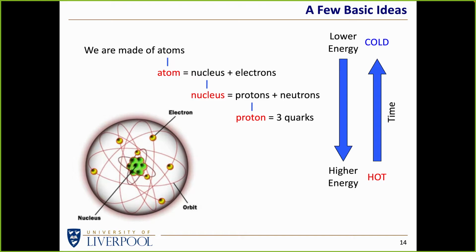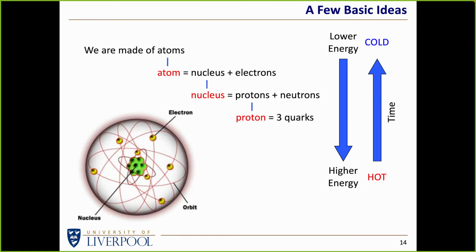In the early days, it was simply too hot to make an atom. If you tried to make an atom in the early universe, it was so hot, there was so much energy, the atom would have been ripped apart. And in the very early universe, it was simply too hot for quarks to get together to make protons.